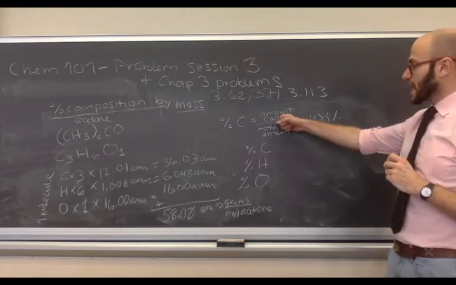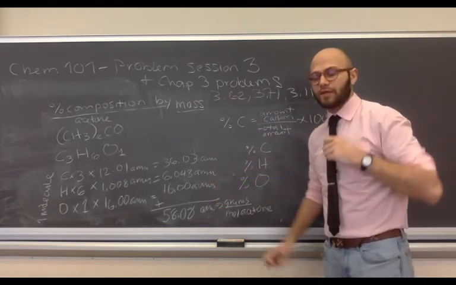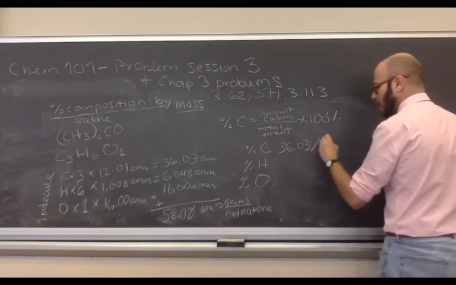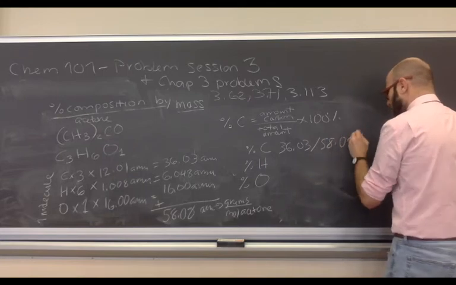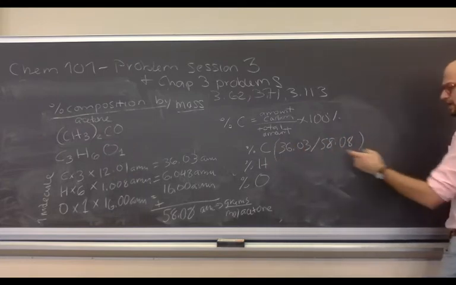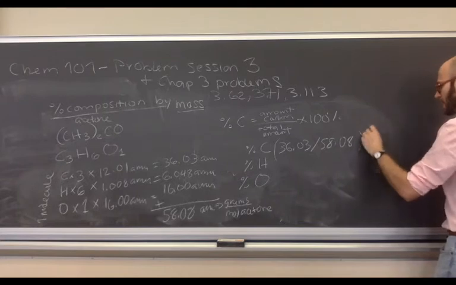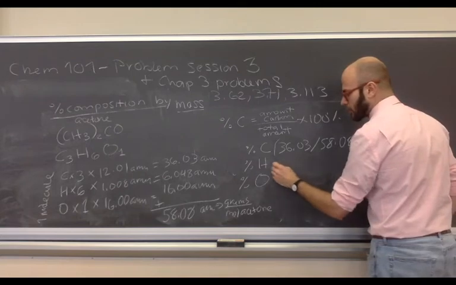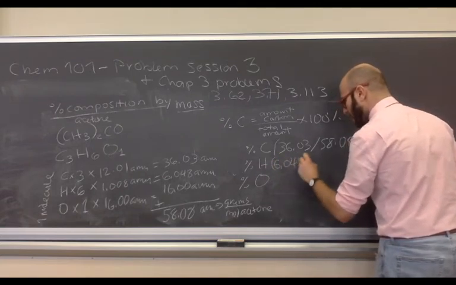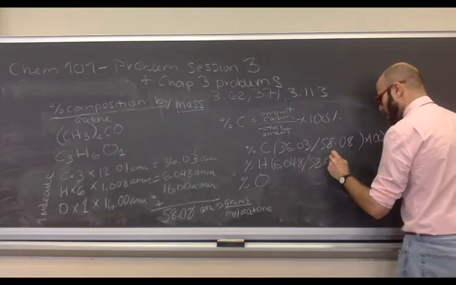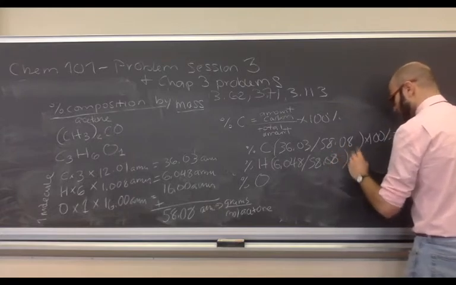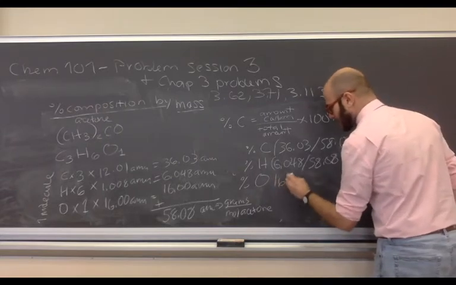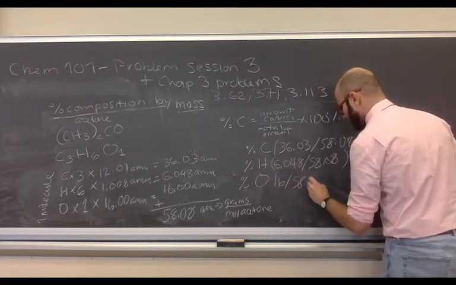So the nice thing, right, you're just taking what you've already calculated and dividing it through by the total. So in this case, I'll take 36.03 divided by 58.08, and then I'll multiply that whole thing times 100. Careful not to multiply just the bottom. That is a common mistake or error. Let me set these others up before we're done. 6.048 divided by 58.08 times 100%. And then lastly, 16 divided by 58.08.